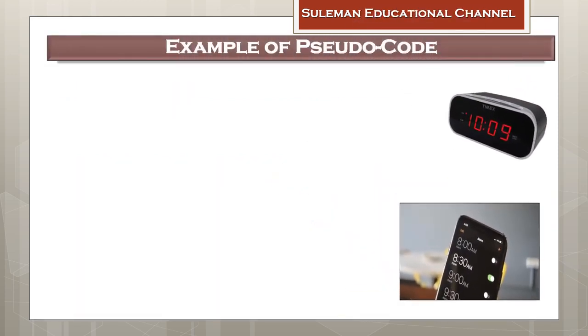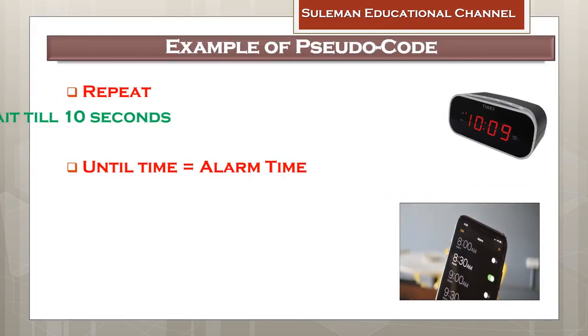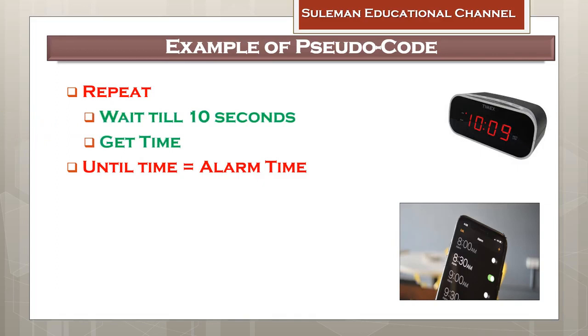Now let's look at an example of pseudocode. Repeat, wait till 10 seconds, get time, until time is equal to alarm time, sound alarm. Here you can see that it is written in normal English.